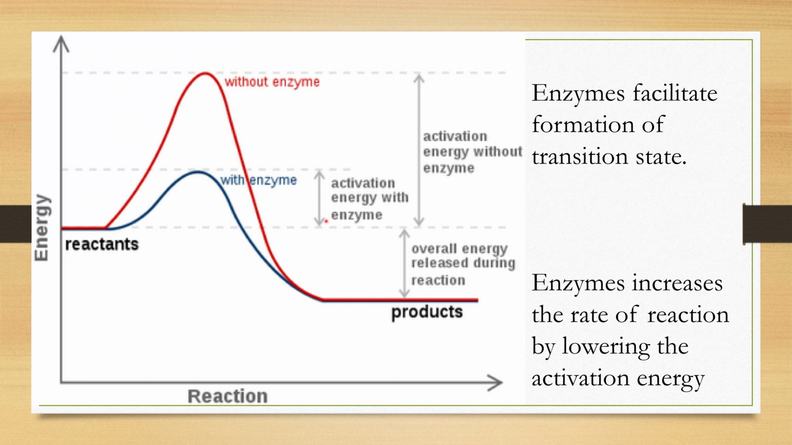What is activation energy? It is the energy to which your reactants have to be raised so that they can be converted to product. Since the enzyme binds to the reactant easily, bringing the reactive groups together, it facilitates the formation of the transition state. The peak point is where your transition state is formed. So the enzyme facilitates the formation of the transition state by decreasing the activation energy, thereby increasing the rate of reaction.